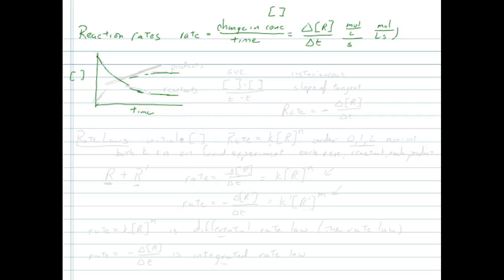This could go all the way down to zero if the reaction goes to completion, or it could level off here, and we're going to talk about that later. So this is the products. This is the reactants.